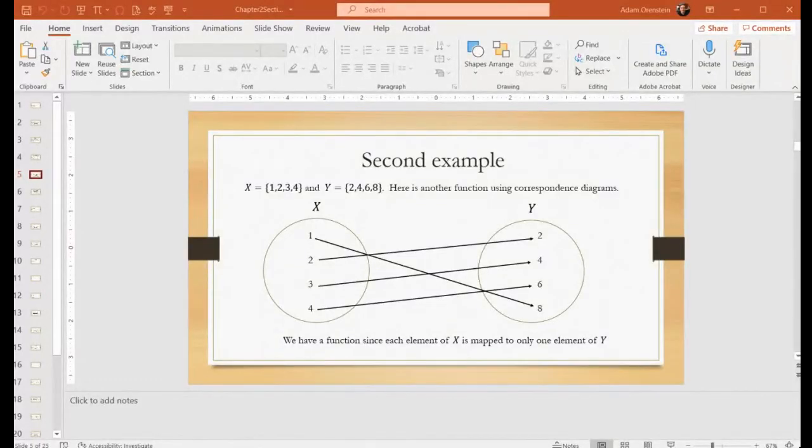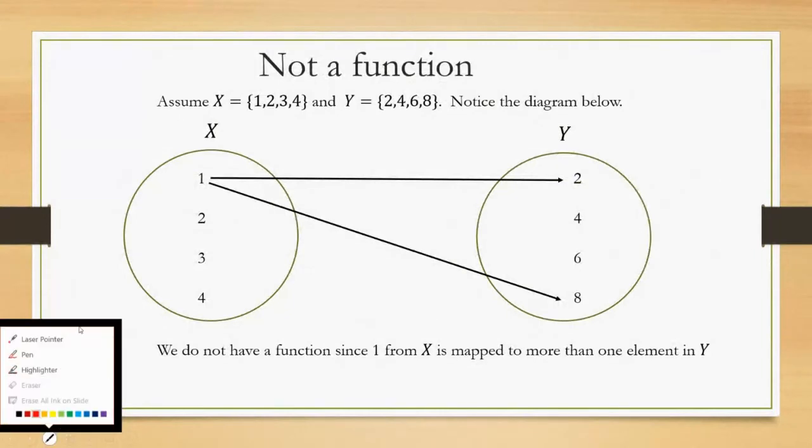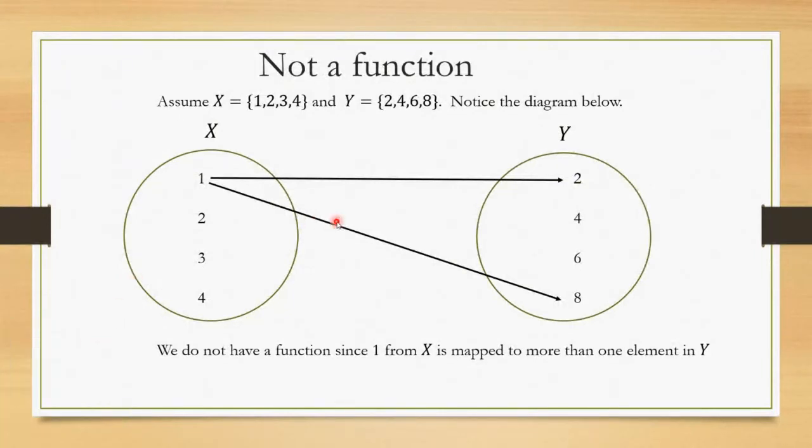Functions do appear in many places. The whole fact that you only get one output for each input is very important. What if we had this example? That's not a function. Why is that not a function? Well, 1 is being assigned to 2. 1 is also being assigned to 8. Which is the right output, 2 or 8? Because of that, this is not a function.